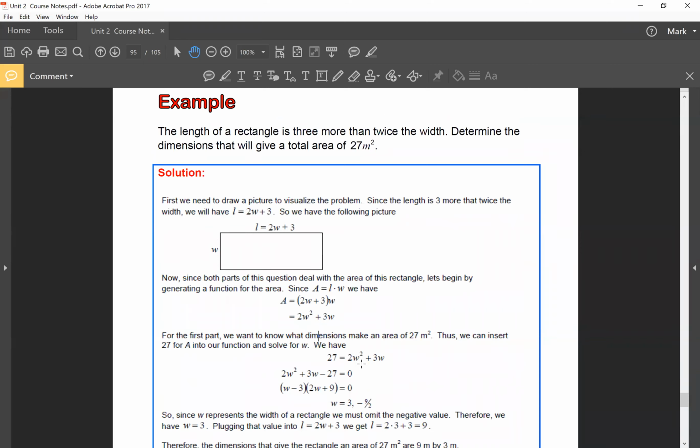The length of a rectangle is 3 more than twice the width. Do you guys remember this? I think it was in topic maybe 8, 7, 8, 9, one of those topics. The length of a rectangle is 3 more than twice the width. Determine the dimensions that will give the total area of 27 meters squared. So the thing about this question is instead of calculating perimeter like we did earlier, we're going to calculate the area.